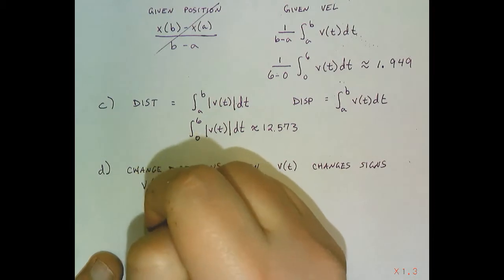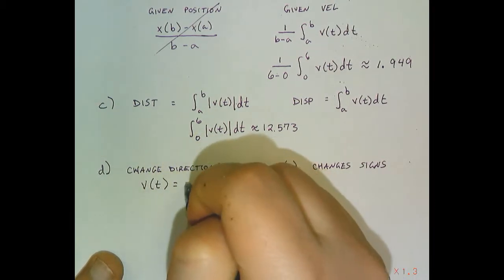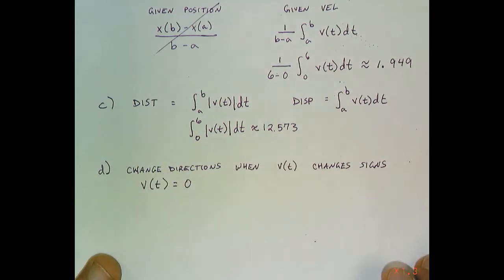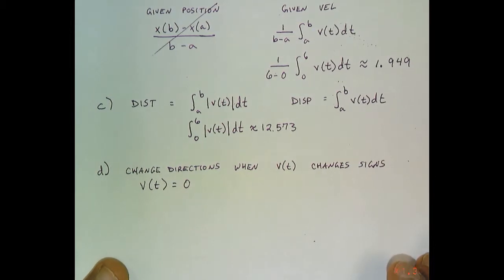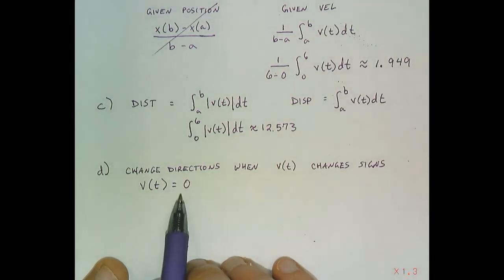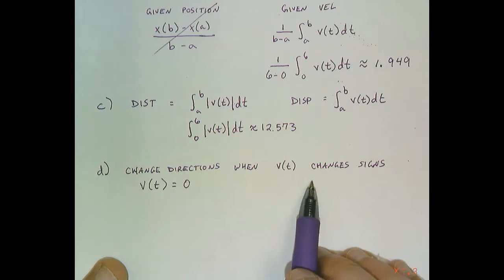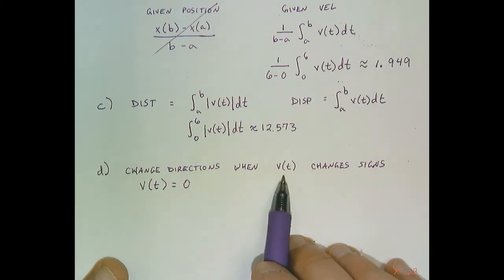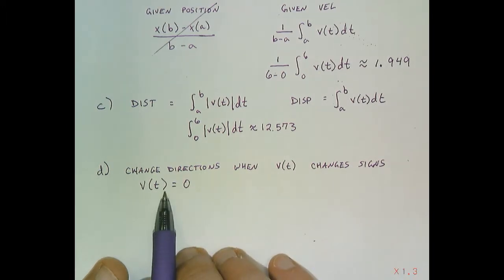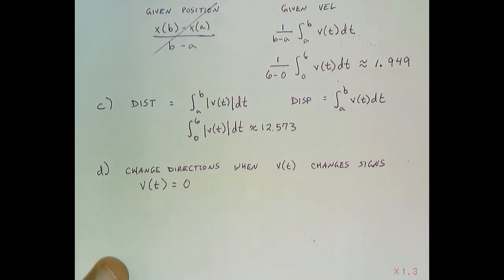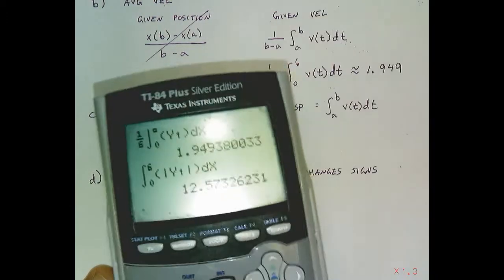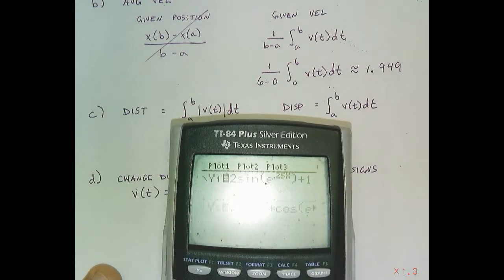And that would mean we need to find the time where v of t equals 0, because the particle is moving on a continuous curve, so when it passes through 0, the sign of velocity will change. So we need to calculate when velocity equals 0. And again, because this is calculator active, we can turn to our calculator. Looks like y1 is our velocity.